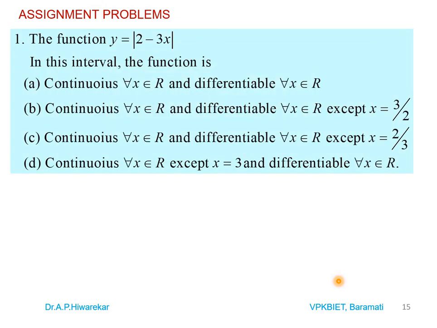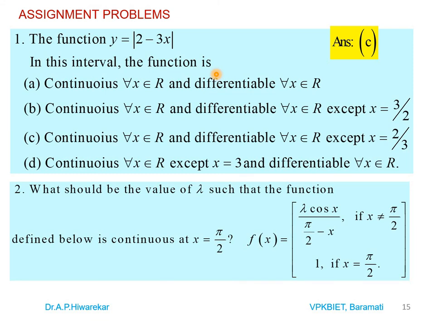You can note down. The function y is equal to mod of 2 minus 3x, in this interval, the function is continuous for all x belongs to R and differentiable for all x belongs to R. Continuous and differentiable. So note down this problem, as well as the second problem also you note down. Go through all these options and verify that the answer is C.